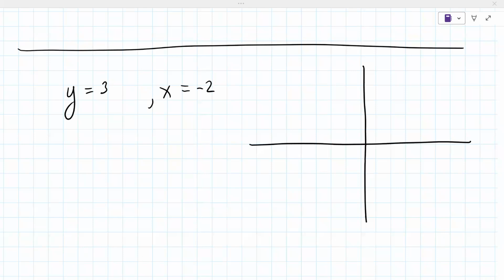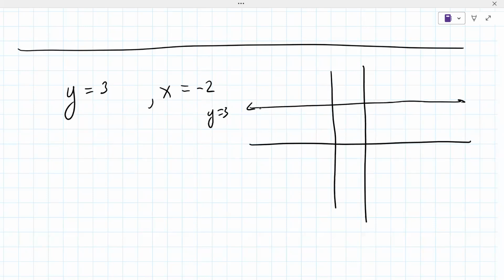Let me know when you've got something. Okay, I got something. So this is Y equals 3 up here. Do you have something like that on your graph? Yeah. And this is X equals -2. Where do they intersect? Right there. What's that ordered pair called?